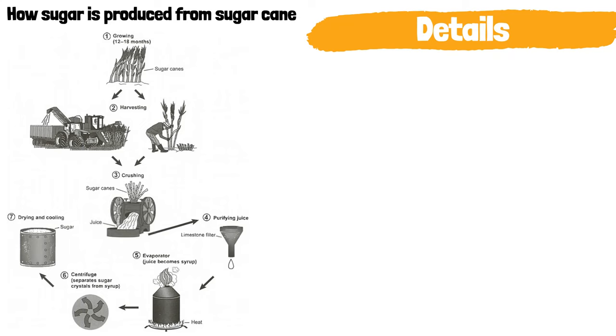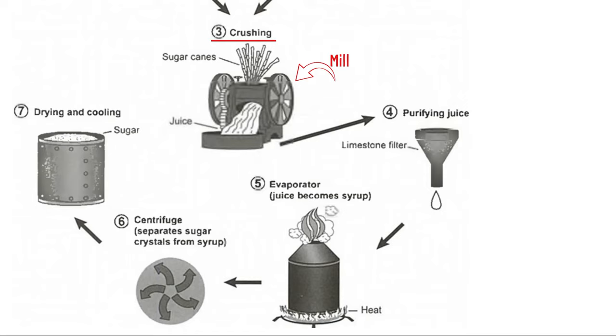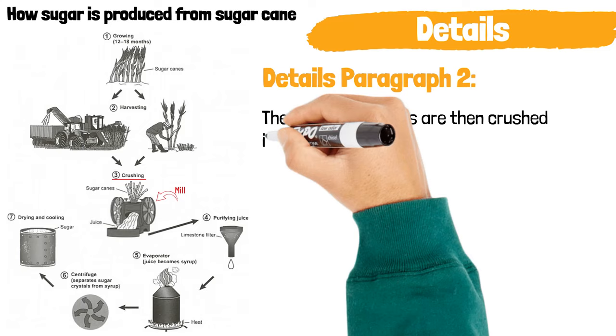Now let's move on to details paragraph 2. The third step is crushing. This machine is called a mill. If you don't know what it is, you can just call it a machine. So now we have the harvested canes are then crushed in a mill to extract the juice.